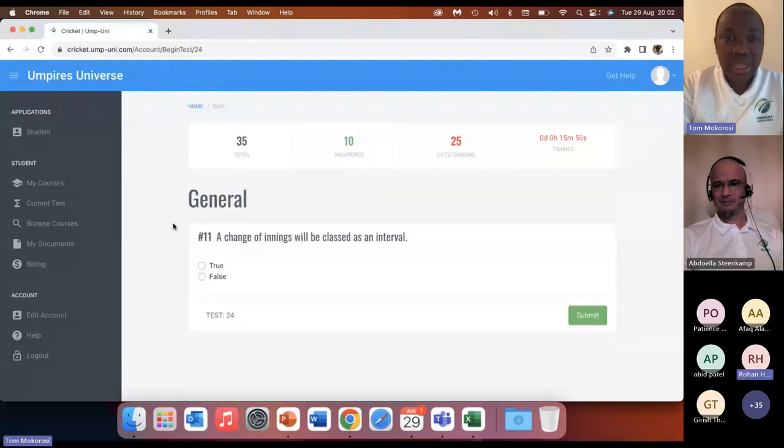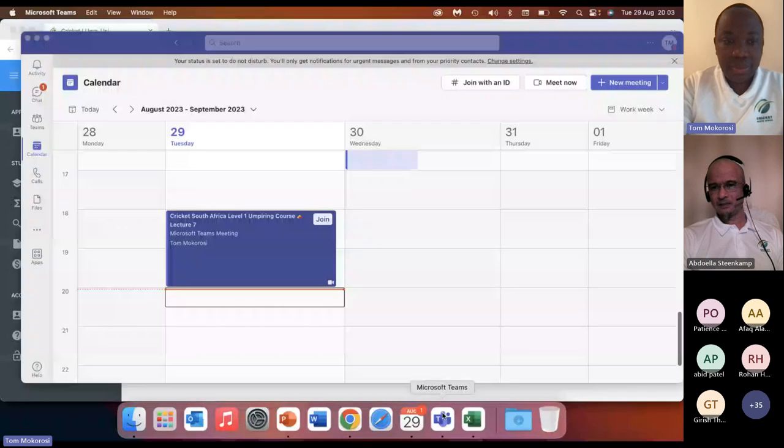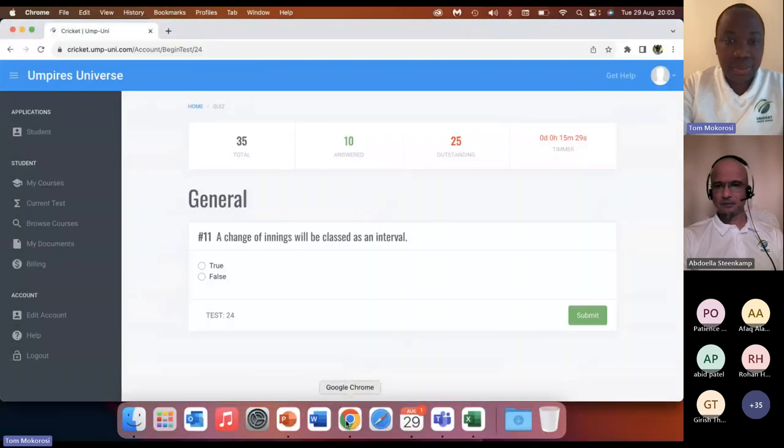Next statement, a change of innings will be classified as an interval. True or false, Abdullah? Next hand up, please. Nagali, can you unmute your microphone and provide us with the answer, please? Sir, it's true. Change of innings is definitely classified as an interval.